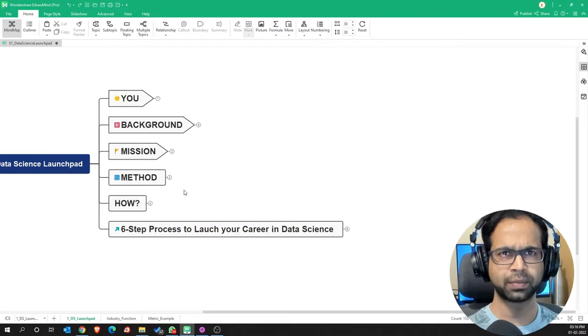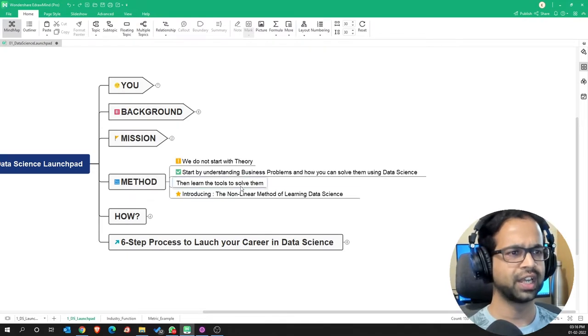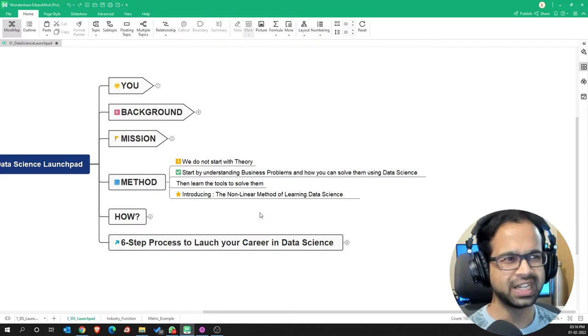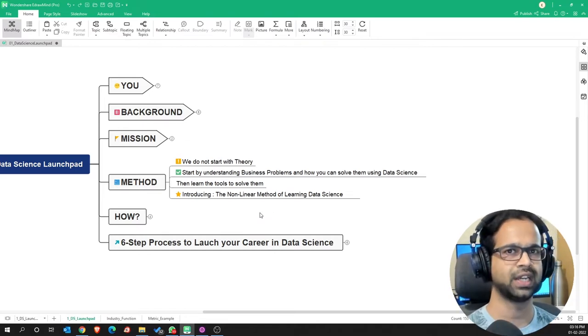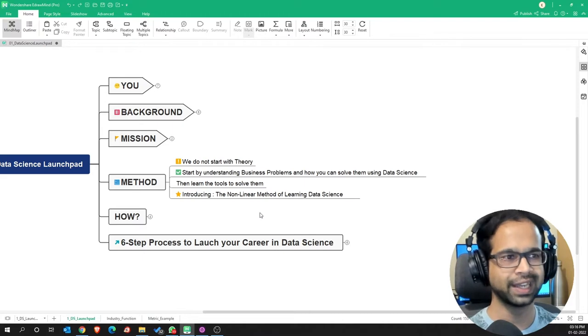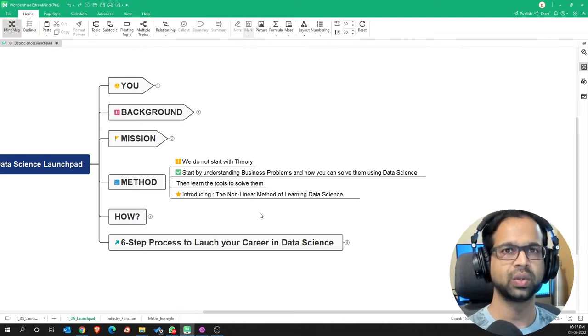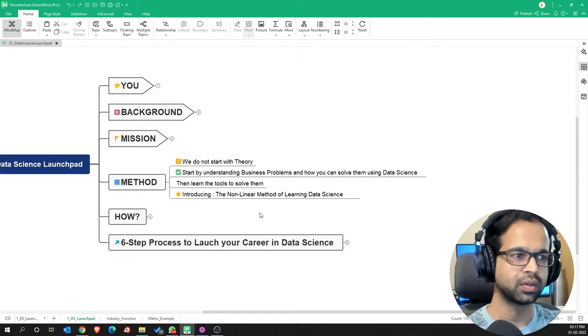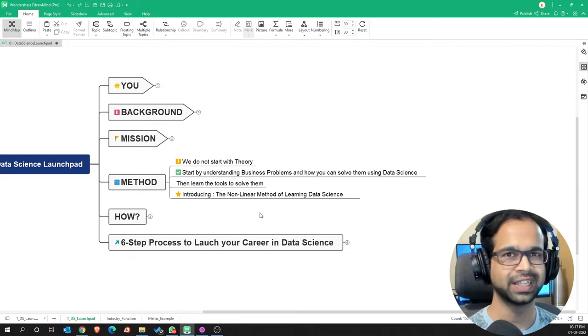So what method am I going to use? We are definitely not going to start with theory. We're going to start by understanding the business problems and how we can solve them using data science, and then gradually upgrade ourselves to solve them using machine learning, deep learning, and AI. Once we have identified the business problems, then we learn the tools to solve those problems. Hence, I'm introducing the concept of non-linear methods of learning data science.